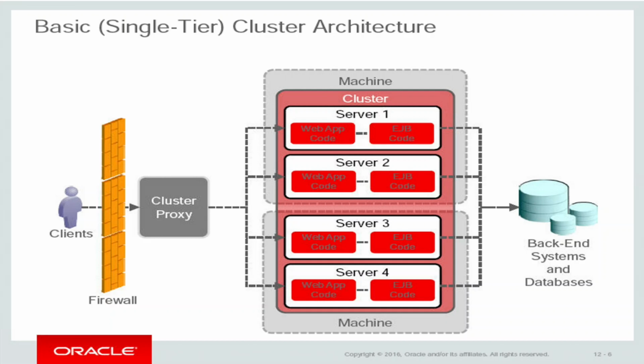So let's understand this cluster architecture where we have two machines, machine one and machine two, and there we have created one cluster, and that cluster has four managed servers: server 1, server 2, server 3 and server 4. You can see server 1 and server 2 in machine 1 and server 3 and server 4 in machine 2.